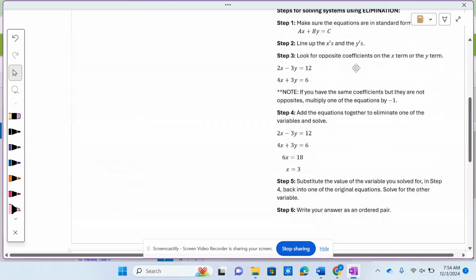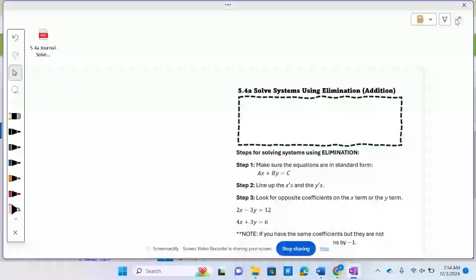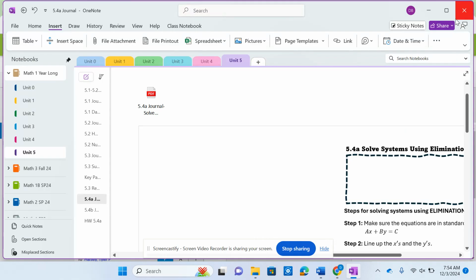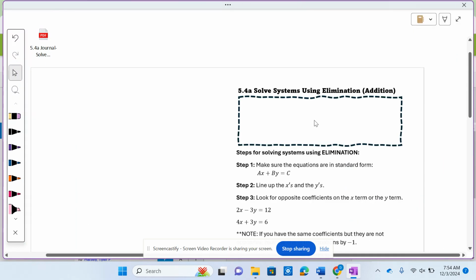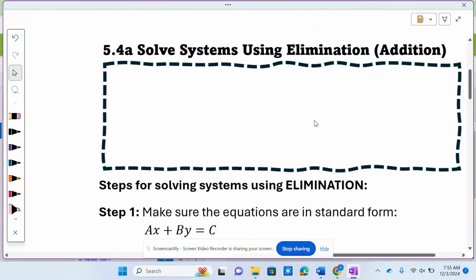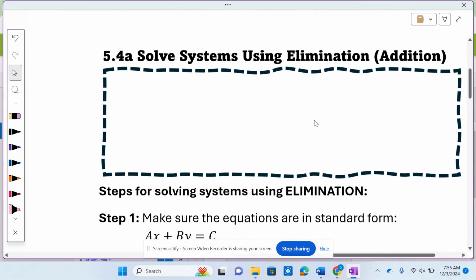Alrighty, here we go. So today's lesson is on solving systems using elimination. Solving systems using elimination. So today we're going to start off basic, meaning we're not going to jump into the really challenging stuff. We're just going to use elimination for basic. So our I can statement: I can solve systems of linear equations using elimination when opposite coefficients are present.